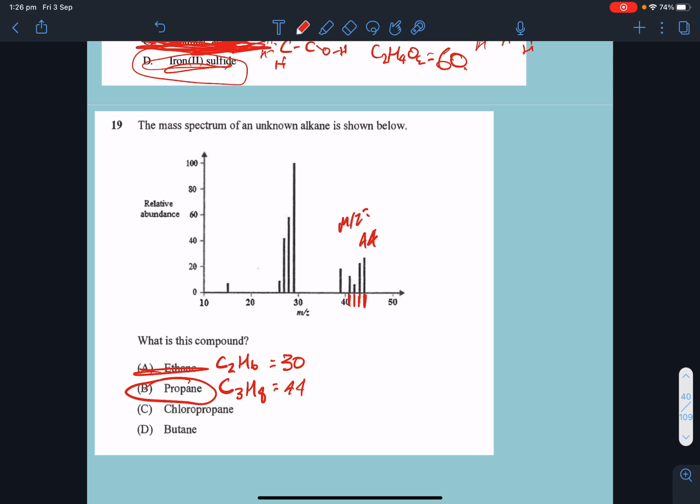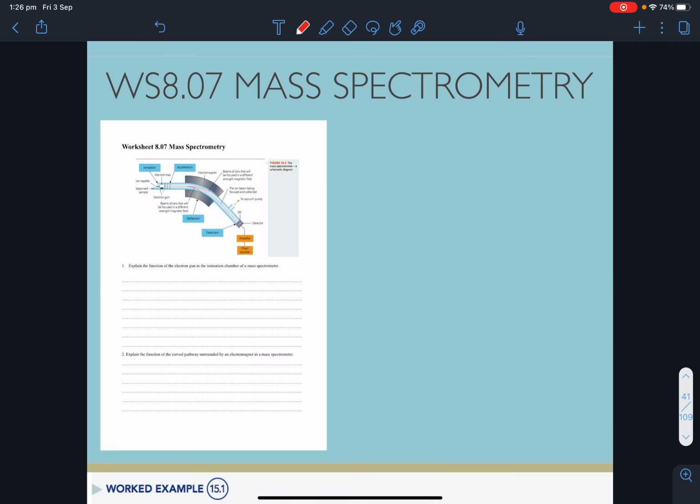It's going to have 78, so it will have a base peak up here. No. And remember, with a chloro, we'll see that 35, 37, that 1 to 3 peak, that's 2 apart. So it's not that one at all. Butane, it's going to be heavier, isn't it? C4H10, 4 times 12 plus 10, 58. It's definitely not that. So we've got propane there, okay?